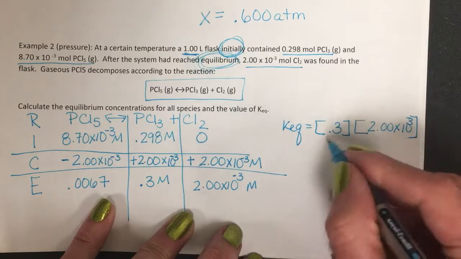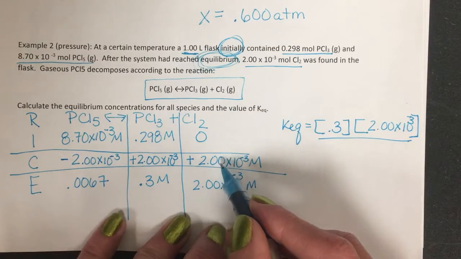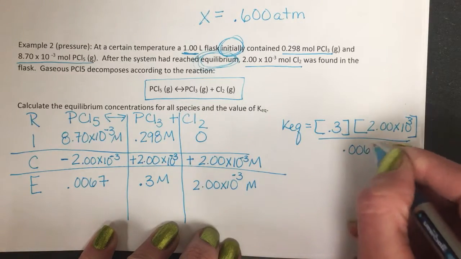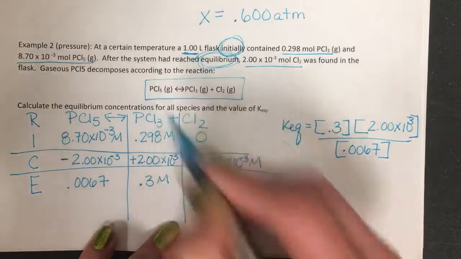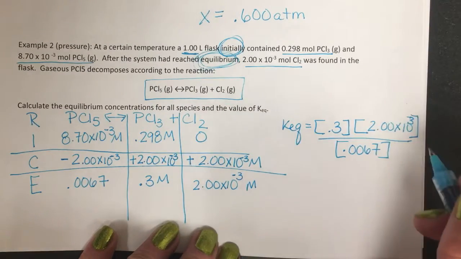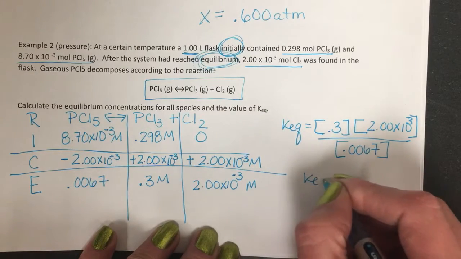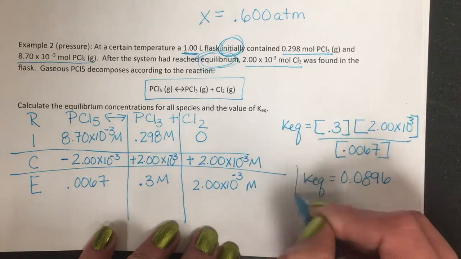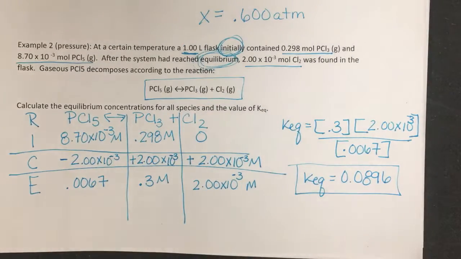Okay, so then I'm going to divide by my reactants. So I had 0.0067 raised to its coefficient. So if I plug this all into my calculator, my KEQ is 0.0896. Again, I don't have units for my KEQ, so I'm good there. Okay? So the Rice tables are going to be super important. Reaction, initial concentration, change in concentration, equilibrium.